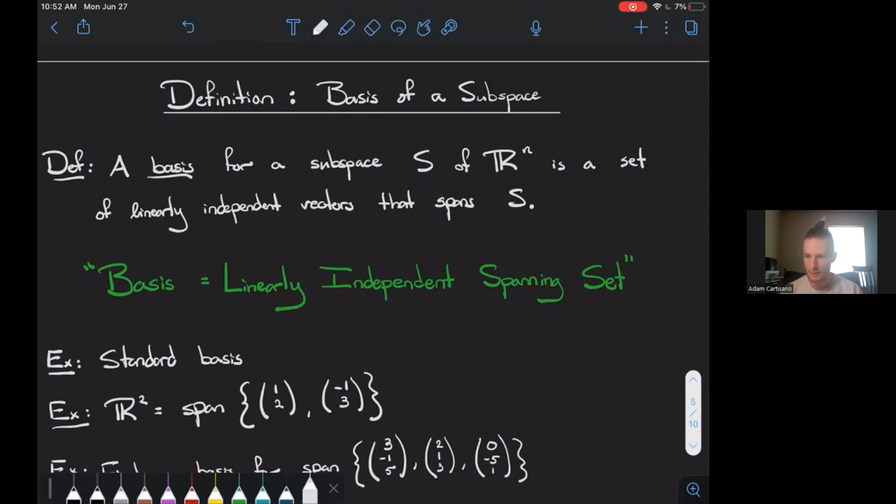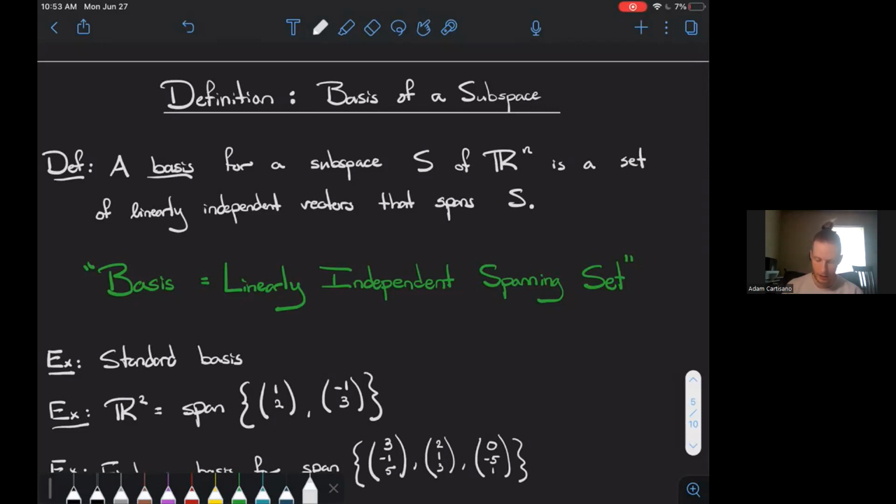Now, it seems like spanning set makes sense, right? If you have a subspace, it seems like it makes sense to define a basis to be a set of vectors that spans that subspace. But why the linearly independent qualifier? It's because it's very easy to construct a spanning set. For example, the set of all vectors inside your subspace spans that subspace for a really dumb reason, right? But that set is way too big to do anything useful with.